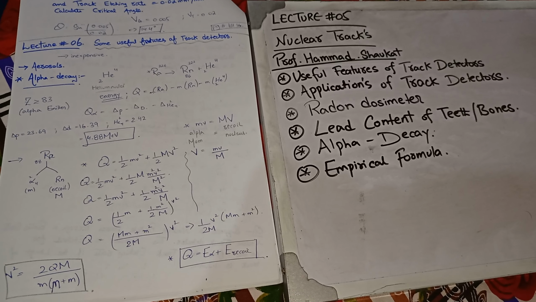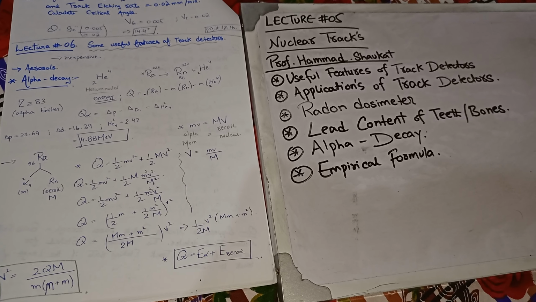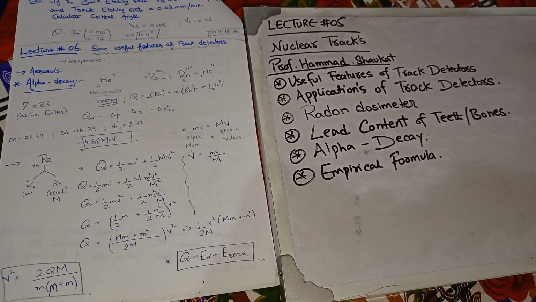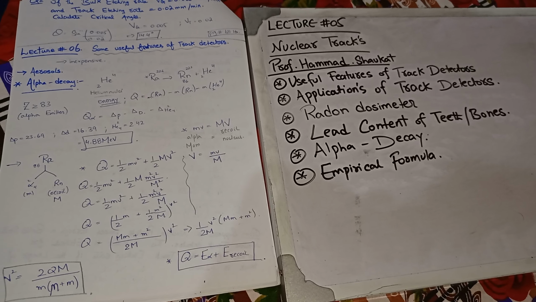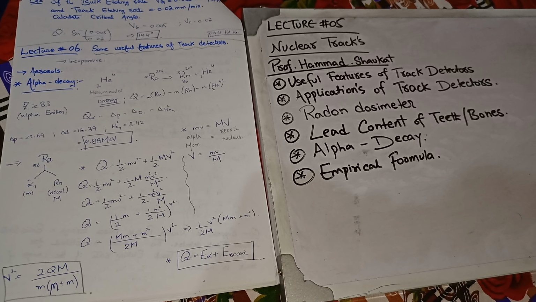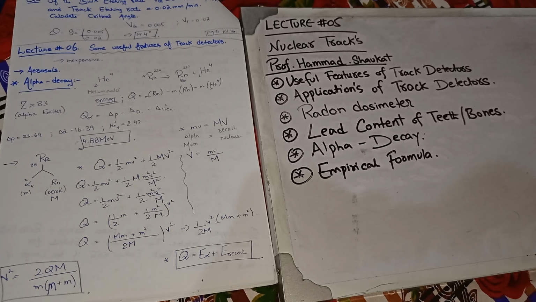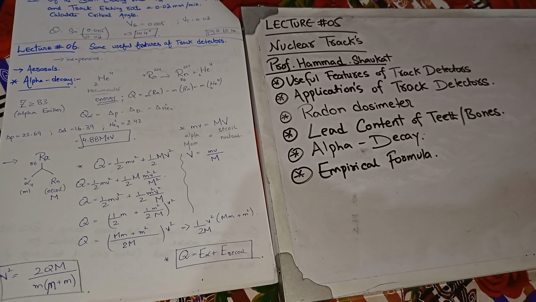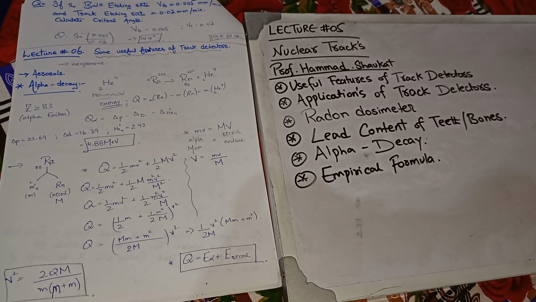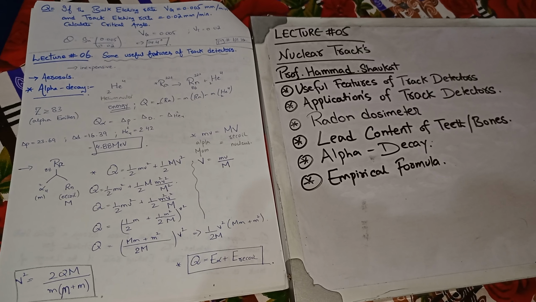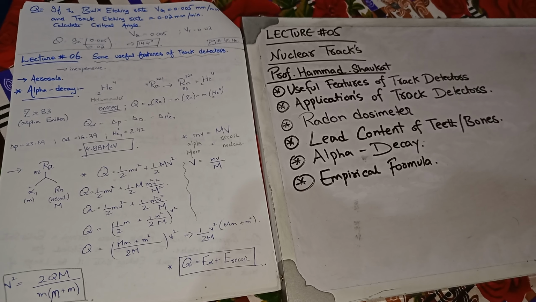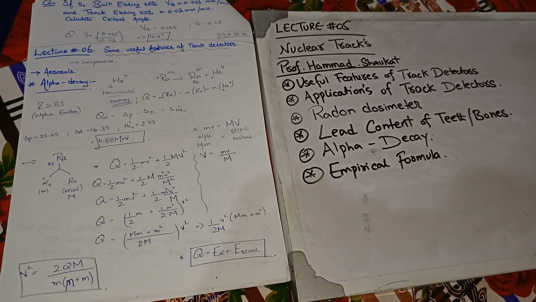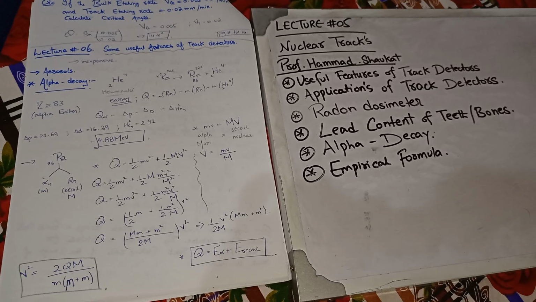In this lecture, we will discuss an overview about the useful features of nuclear track detectors. Then we will overview applications of nuclear detectors. Then we have just a recap of radon. Then we will discuss the lead contents, which are harmful for teeth and bones. And finally, we will discuss alpha decay, and further we will discuss their empirical formula. So let's start today's lecture.